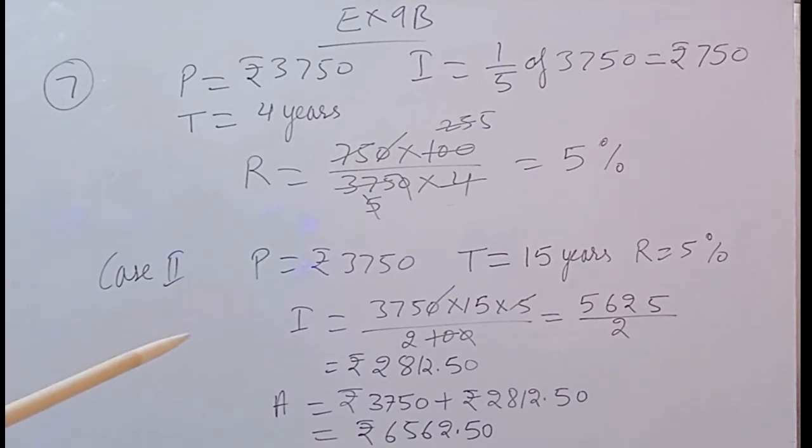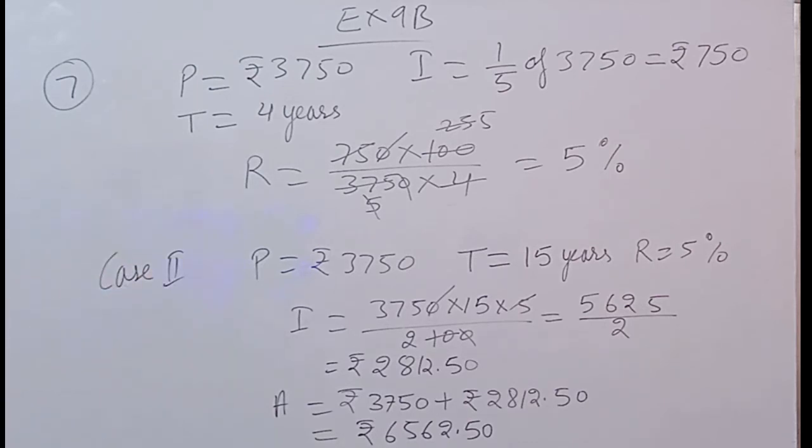So interest equals PRT upon 100, that is 3750 into T, that is 15 years, and the rate 5%, upon 100. So now we will cancel the 00 of the 3750 with the 00 of the 100, and here we got 10, and 5 to the 10 we get cancel to 10, and whenever we multiply 375 by 15 we get 5625 upon 2. Now we get rupees 2812.50. That is the interest in that case.